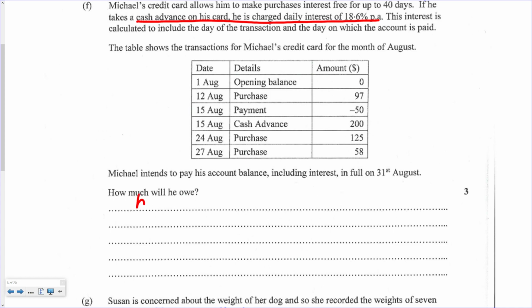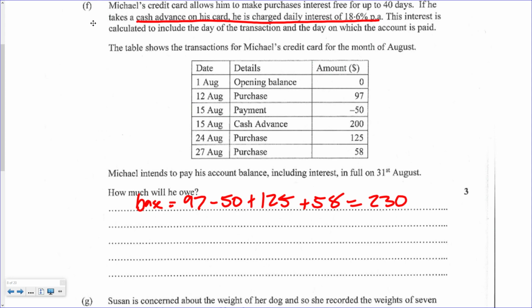So let's just go ahead and find how much that is first of all. I'm just going to call it the base, with no interest or anything, and that's going to be that $97 minus that payment, because he's gone and bought something for $97, and he probably couldn't pay that all back 3 days later. But he was able to pay $50 of it back straight away, plus 125, plus 58, and that gives you $230. So straight away, that gives you $230 that you need to pay back. But this isn't including the cash advance.